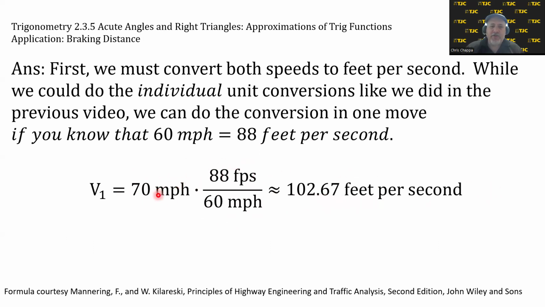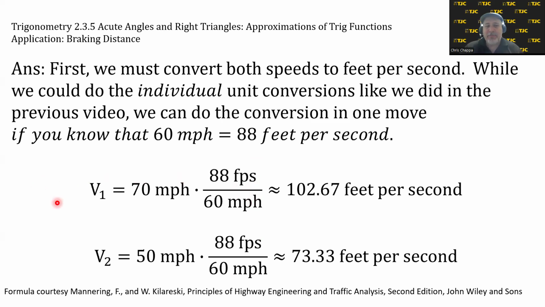So we can convert the ratio of units in one move as opposed to converting the individual units one at a time. And we could do the same thing for the second velocity of 50 miles per hour, multiply it by 88 feet per second over 60 miles per hour, and get 73.33 feet per second.